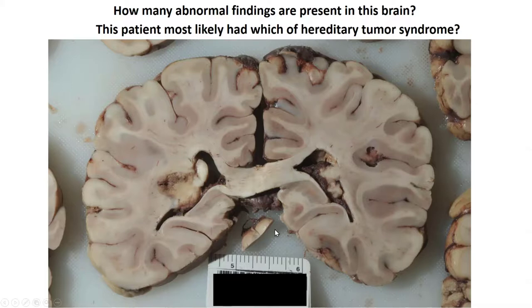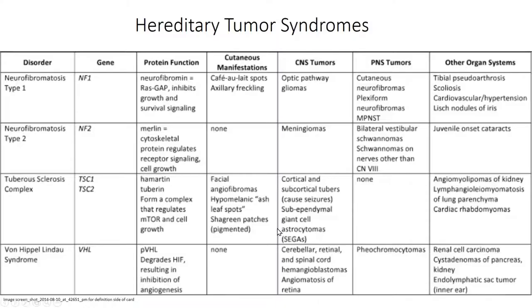This is the first question that we asked for this case: how many abnormal findings could we find? The next question that we have for this is what is the most likely hereditary tumor syndrome that this patient has? So what did we talk about? We talked about subependymal nodules, cortical tubers, and SEGAs. Those are classic findings of tuberous sclerosis.